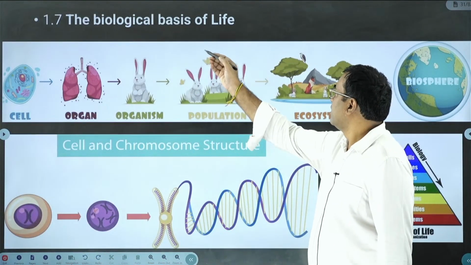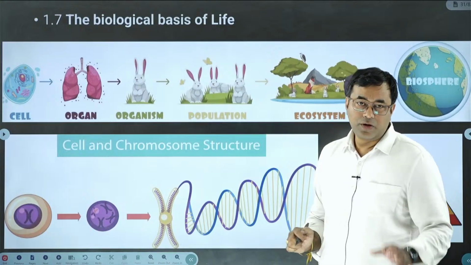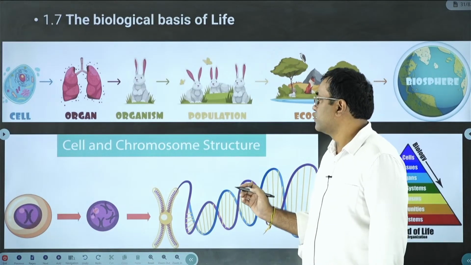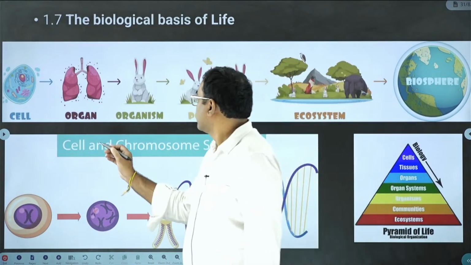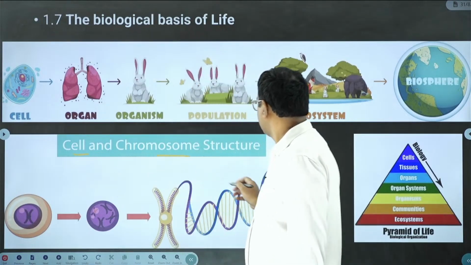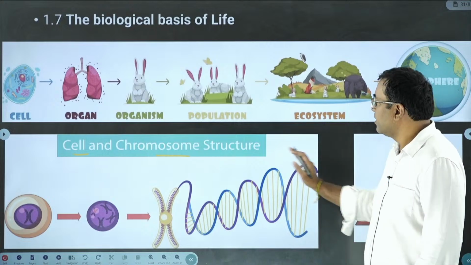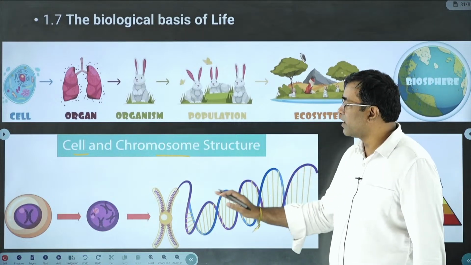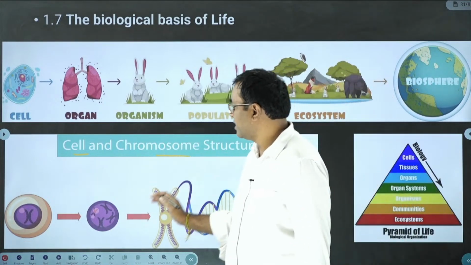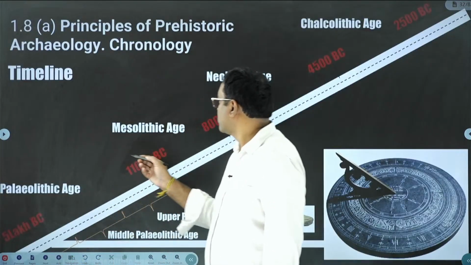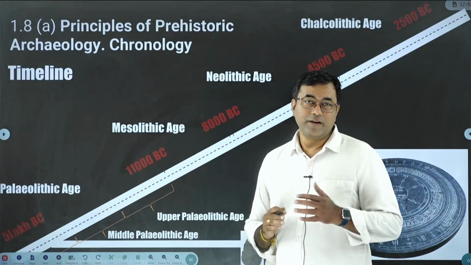Next one is the biological basis of life. Here in 1.7, what they are saying is that cell, chromosome, structures and mutations etc. are given as the syllabus, and we will discuss the basic understanding of the cell, chromosome and other related information.